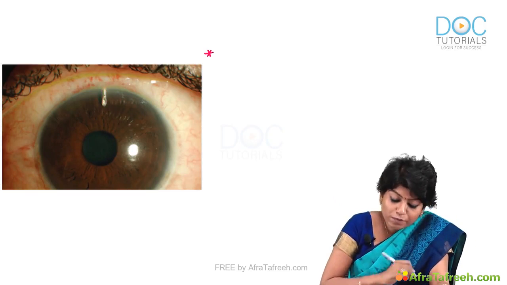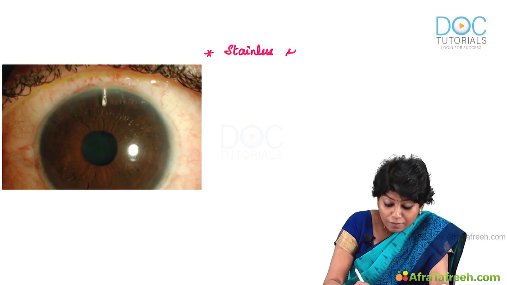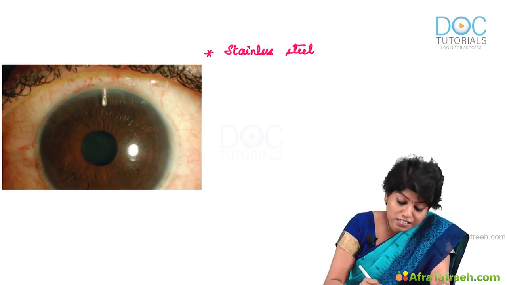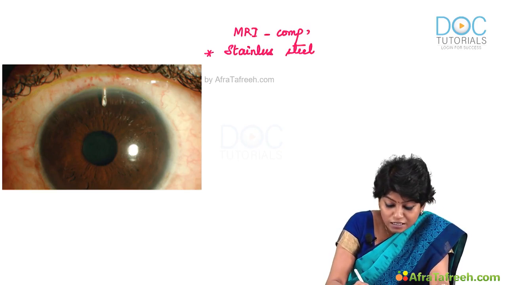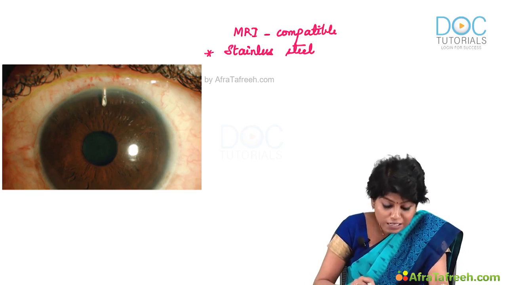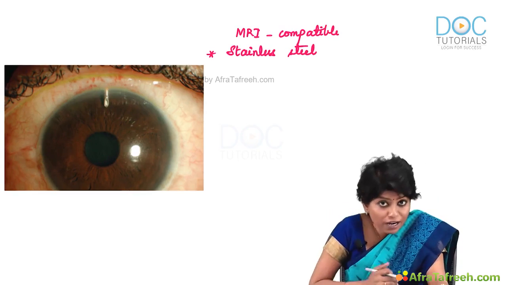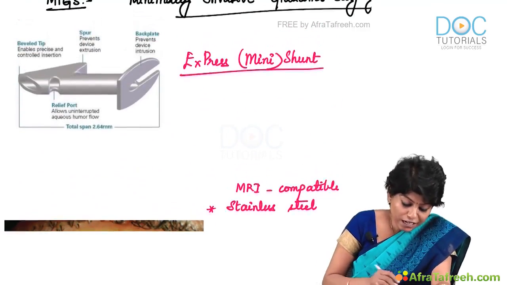Now what is it made up of? It is made up of stainless steel. But what is the speciality of this stainless steel? It is an MRI compatible stainless steel. Okay, so it's absolutely safe to be used if a patient is going for an MRI. So this is the Ex-PRESS mini shunt and this is exactly how it looks.